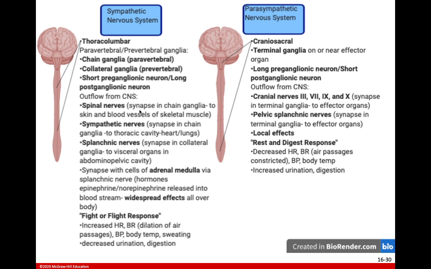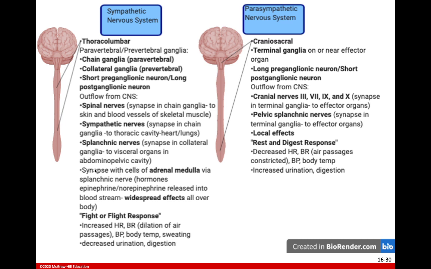Remember, we have the pre and post synapsing in the chain ganglia, and then those spinal nerves running to the skin and blood vessels of the skeletal muscle. We have the pre and post ganglionic neurons synapsing in chain ganglia, and then exiting as sympathetic nerves running to our thoracic cavity, our heart and lungs. We have the pre and post ganglionic neurons synapsing in the collateral ganglia, and those postganglionic neurons leaving as splanchnic nerves to go to our visceral organs in our abdominopelvic cavity.